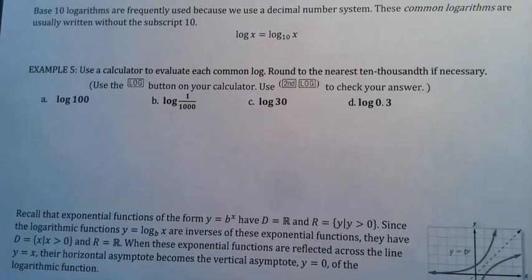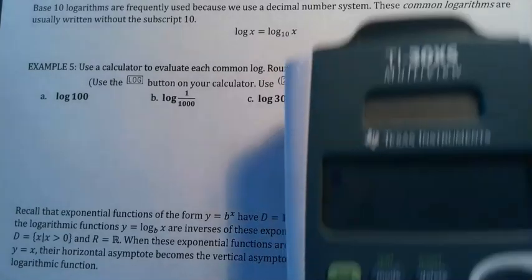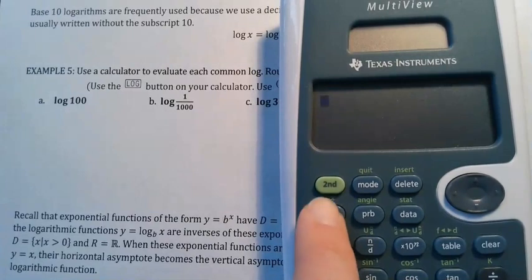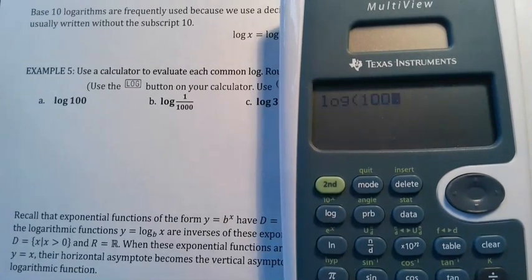Okay, so we're looking at these common logarithms. All we're going to do here is hit log of 100, close the parentheses, and we get 2. Our answer is 2. That makes sense because it's the log of 100 in base 10. So 10 squared would equal 100.